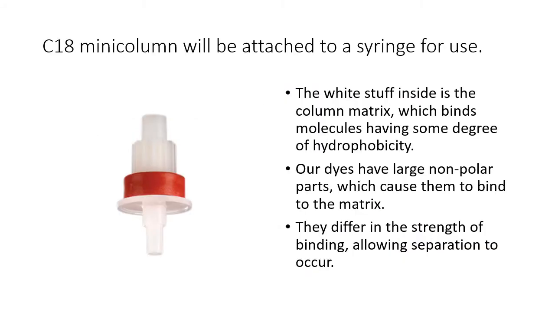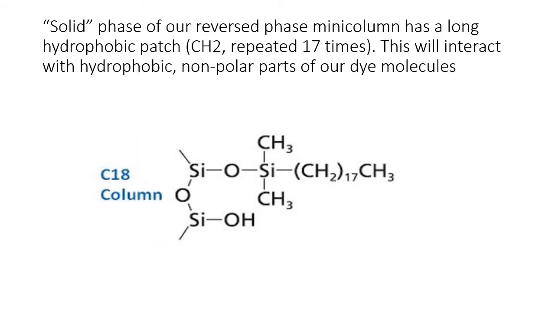Okay, so the white stuff inside is the column matrix, and that binds molecules having hydrophobicity. So we have large nonpolar parts of our dyes, and they will bind, but they bind with different strengths, and that's going to allow us to separate them. Okay, so here's a picture of the solid matrix, the C18 matrix, and it doesn't look that hydrophobic, but if you look at the CH2 repeated 17 times, that's a long, long hydrophobic tail that's stuck to the silicon on this solid matrix. So that's a very hydrophobic molecule, will interact with hydrophobic regions of our dye molecules.